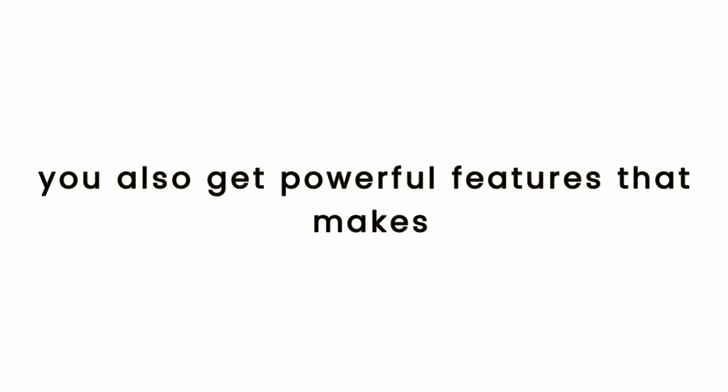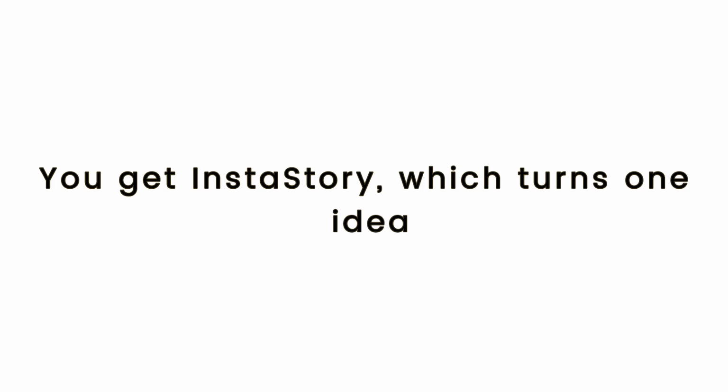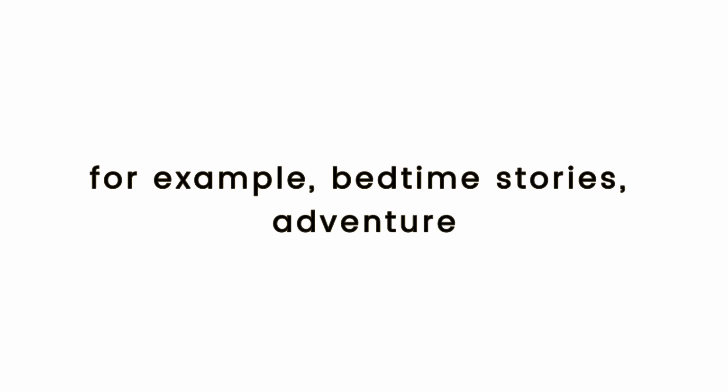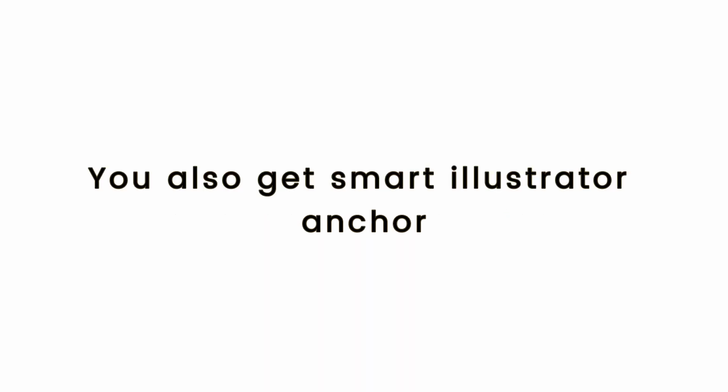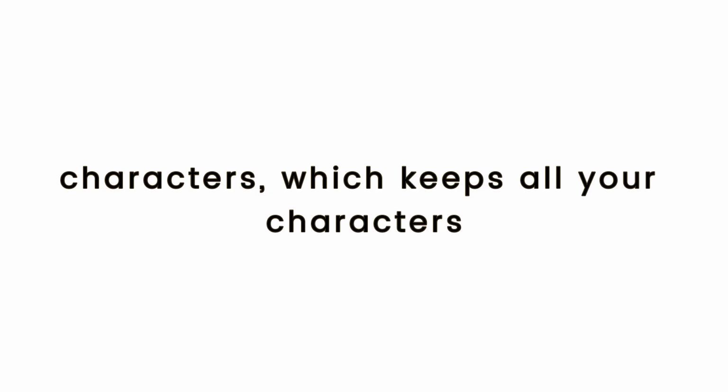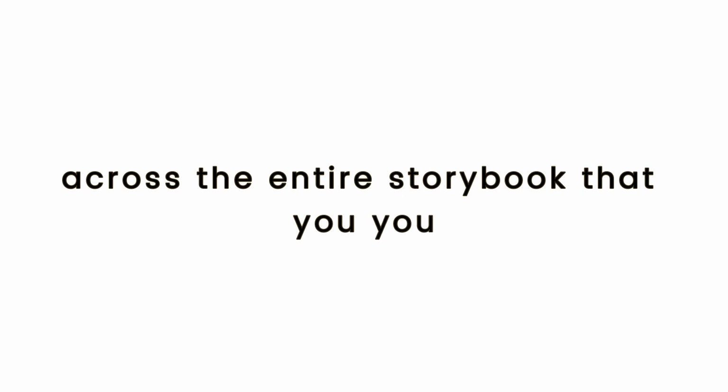Inside, you also get powerful features that make results fast. You get InstaStory, which turns one idea into a 20 to 30 page age-appropriate draft in seconds. That means for children's books or for adult books. You also get Style Chooser. This locks in tone and pacing, for example, bedtime stories, adventure stories, educational, fairy tale, creepy stories, or even funny stories. You also get smart illustrator anchor characters, which keeps all your characters and backgrounds consistent across the entire storybook that you create.